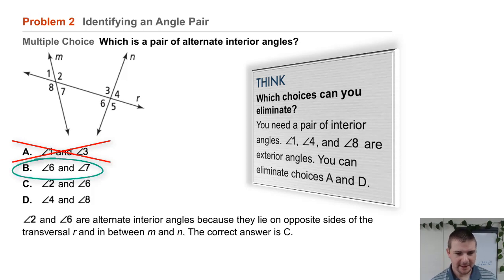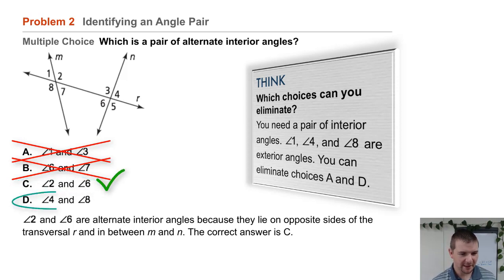B says 6 and 7. Those are on the same side of the transversal. So those are interior angles, but they'd be same side interior angles. C, angles 2 and 6. Those are both interior angles, and they're alternate because they're on opposite sides of our transversal R. So 2 and 6 are our alternate interior angles.